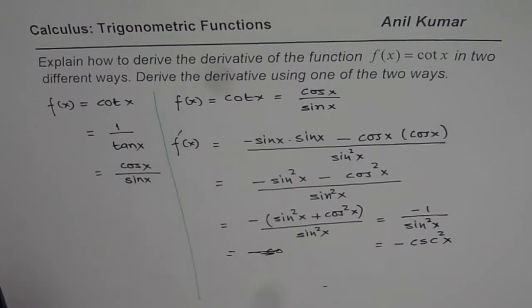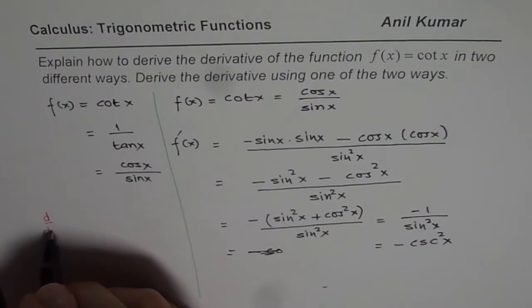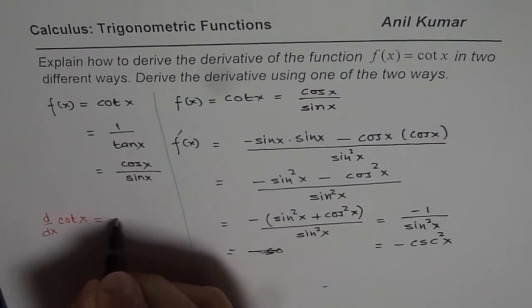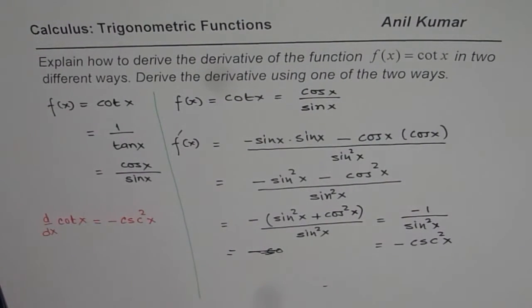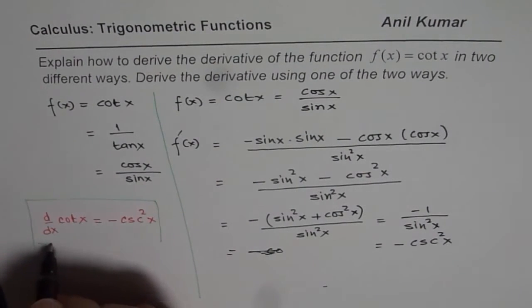So we get the derivative of cot x, and we can write it here that the derivative of cot x is equals minus cosecant square x, correct? So that is the formula which we can now use. So that is how we could actually derive it.